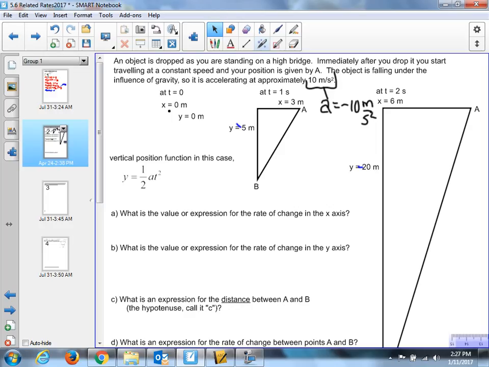Now, because this isn't a physics class, I'll tell you that the vertical position function in this case is 1/2 AT squared. You recognize that if you've taken physics, right? The initial speed was 0, so there's v naught t plus 1/2 AT squared is usually what you use, right? All these zeros. So I've just simplified it. So this is just a given thing for you.